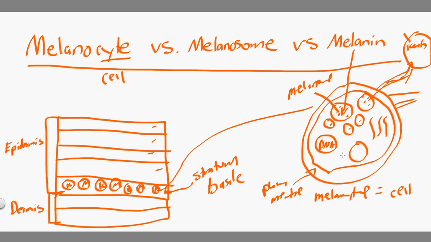Melanocyte is just the cell. Melanosome is the thing floating around in the cell with the DNA and everything else, with melanin inside of it. All right, so that's it.